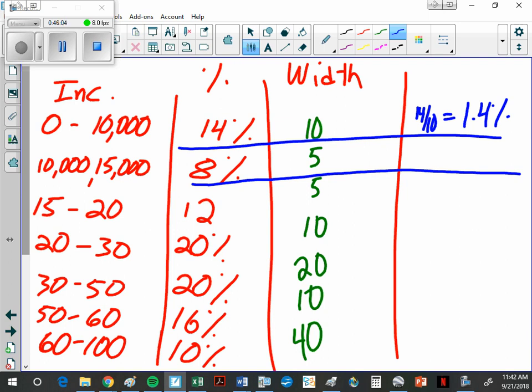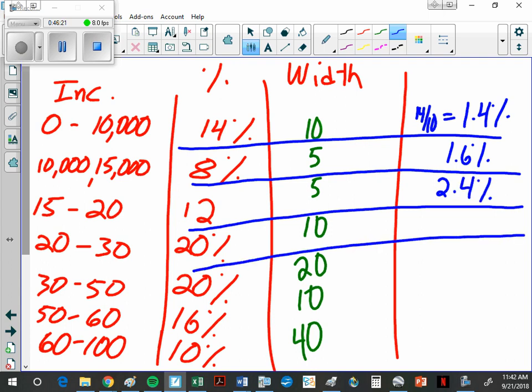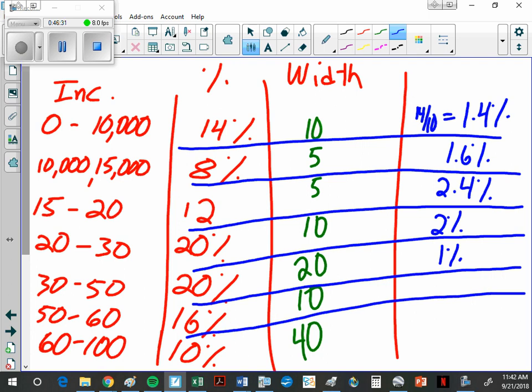1.6? 1.6%. Okay. Now what about this one? 2.4. 2/5 is 4, so 2.4%. Okay. What about this one? 2%. And the next one? 1%. And the next one? 1.6%. And 10 divided by 4 is 0.25.